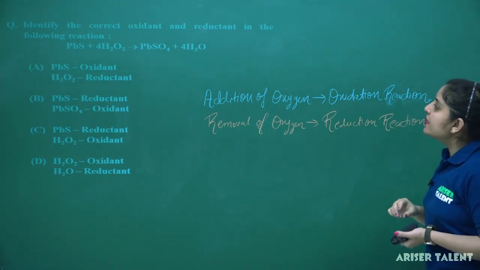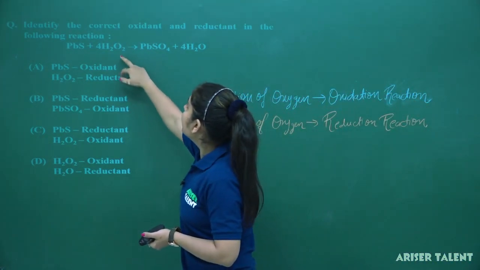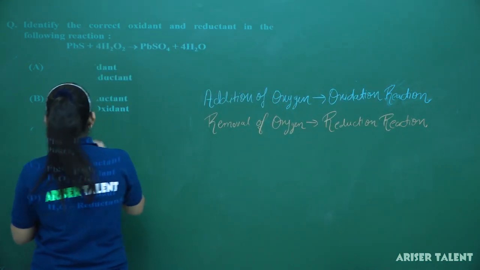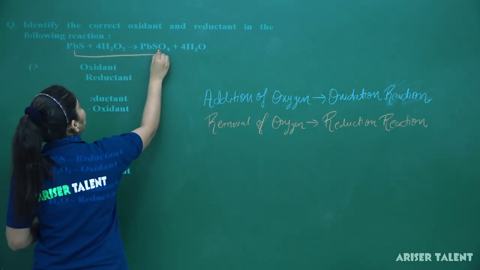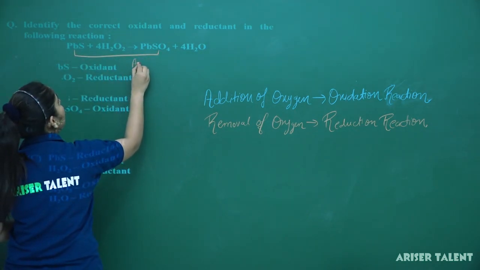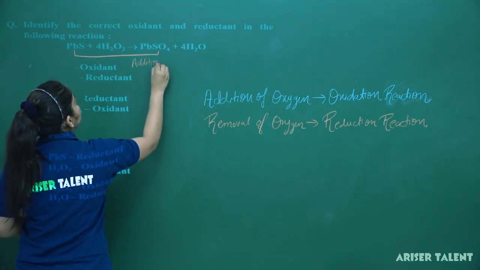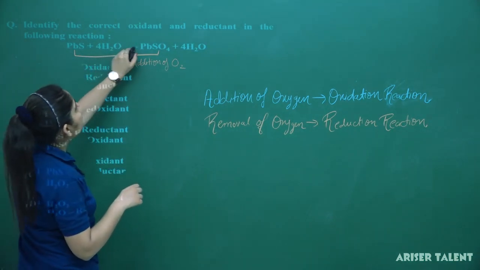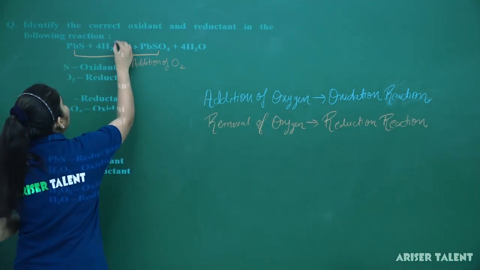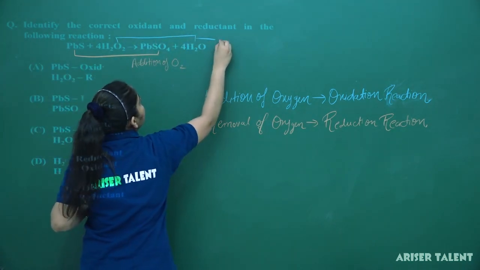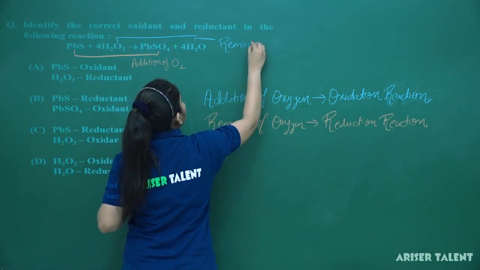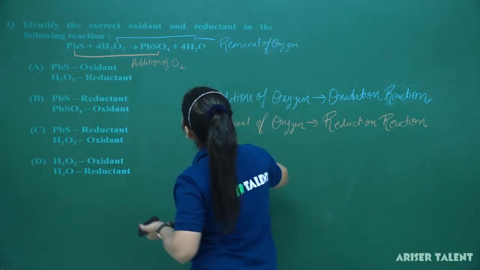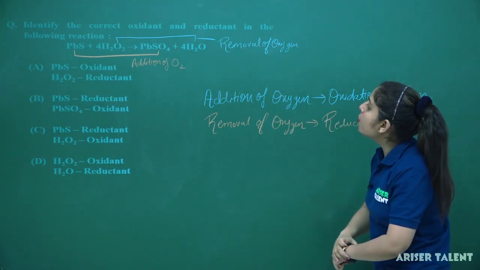Now what will happen in this case? Lead sulfide reacts with H2O2 to give PbSO4 plus 4H2O. We can see here oxygen is combined in this equation. It means there is an addition of oxygen. If I am considering the second set of equation, 4H2O2 will give 4H2O. It means there is a removal of oxygen. So there will be the addition of oxygen and there will be the removal of oxygen.